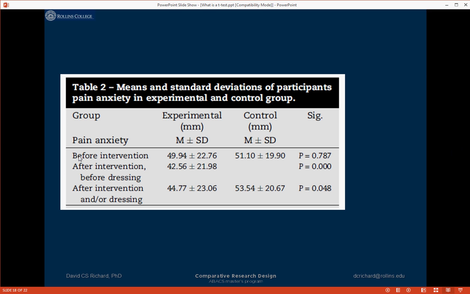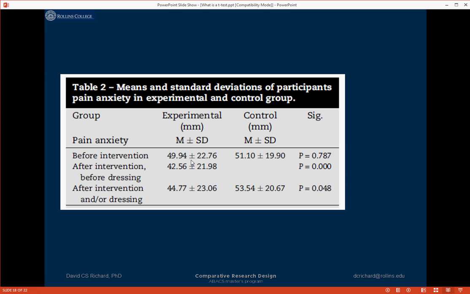Those analyses right there obviously are between group analyses. So an independent samples t-test would be appropriate, but we could also look within condition, right? So we could look at the experimental group, and we could compare before intervention and then after intervention and look at those means. Or we could say after the jaw relaxation intervention but before the dressing, and then after the dressing has been put on, look at those means.